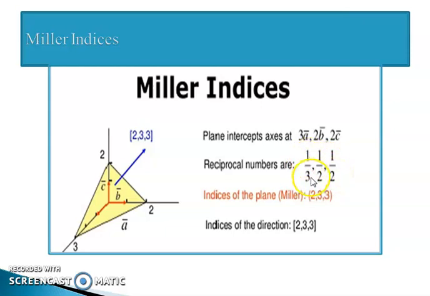So 6 into 1 by 3 is 2. 6 into 1 by 2 is 3. 6 into 1 by 2 is 3. And therefore the indices of this plane, that is the Miller indices, come to be (2, 3, 3). Yes.